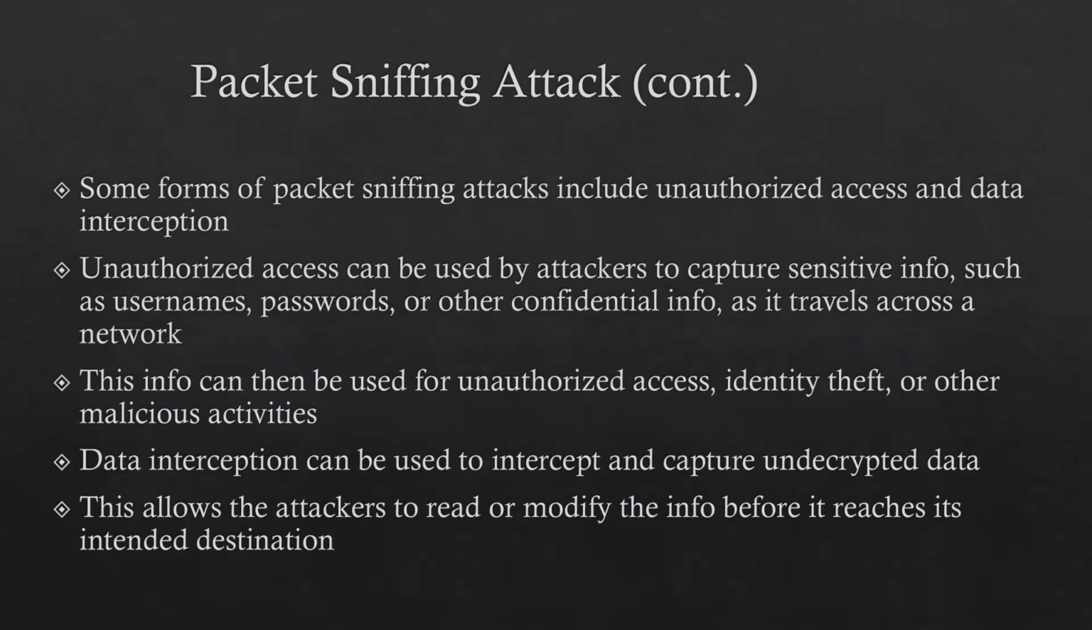Some forms of packet sniffing attacks include unauthorized access and data interception. Unauthorized access can be used by attackers to capture sensitive information, such as usernames, passwords, or other confidential information as it travels across a network. This information can then be used for unauthorized access, identity theft, or other malicious activities. The next is data interception, which can be used to intercept and capture undecrypted data. This allows the attackers to read or modify the information before it reaches the intended destination.